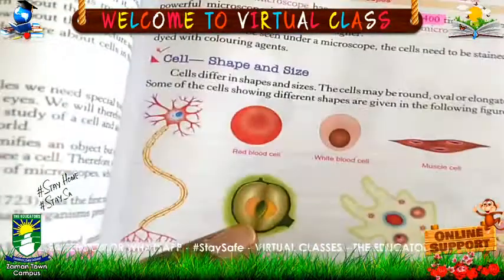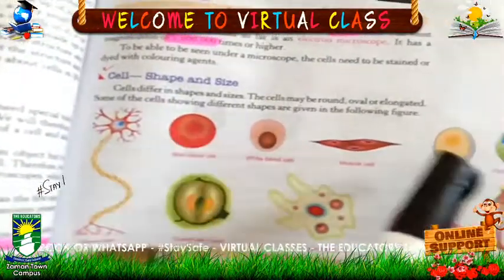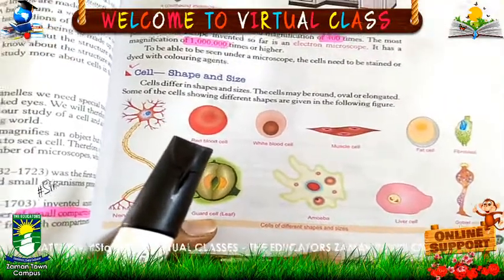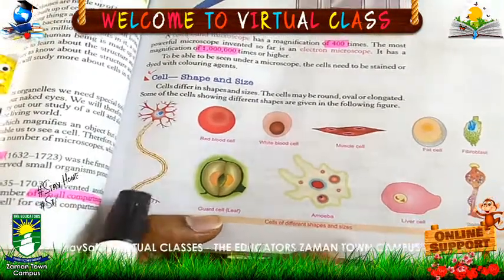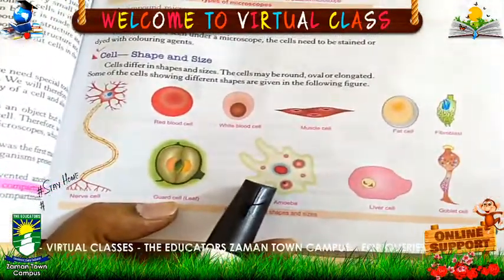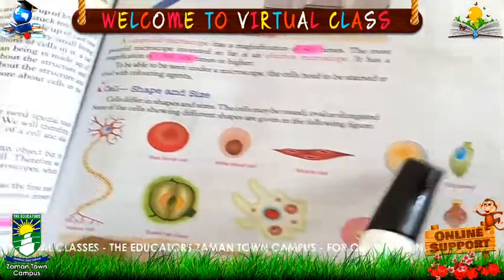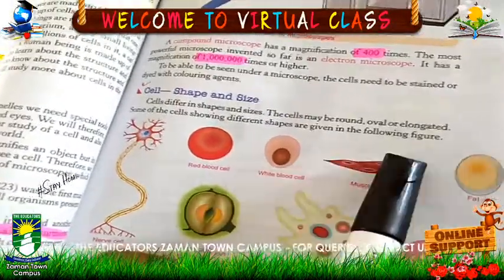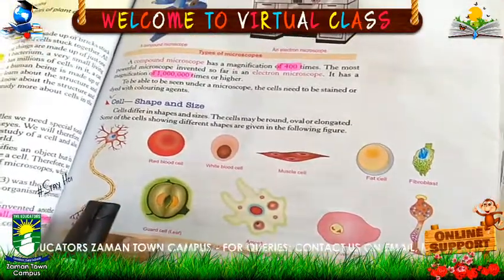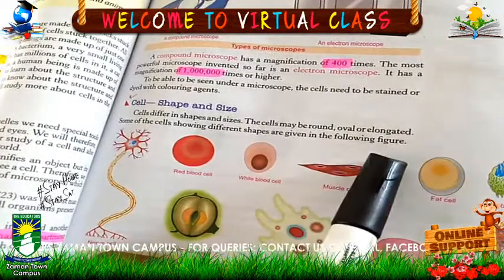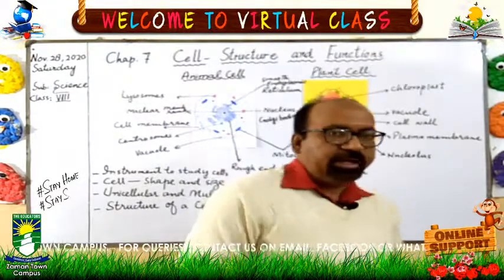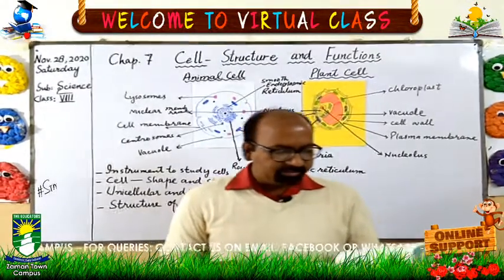See the book. It is these two and this one. These are round in shape. It is a thread-like structure and it has no definite shape. And this one is different, means this is an elongated cell. These are different types of cells. Their shape and size are different. So see, here are a few cells which are written in your book.